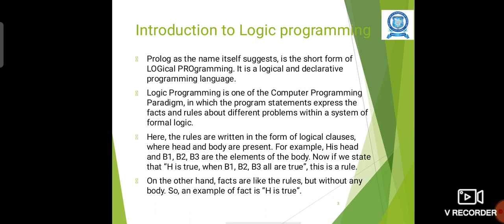Here the rules are written in the form of logical clauses where head and body are present. For example, H is the head and B1, B2, B3 are the elements of the body. Now if we state that H is true when B1, B2, B3 all are true, this is a rule. On the other hand, facts are like rules but without any body. So an example of a fact is H is true.